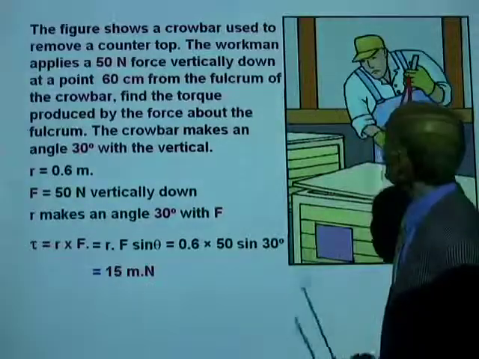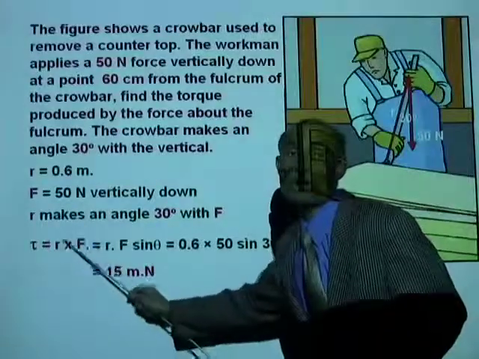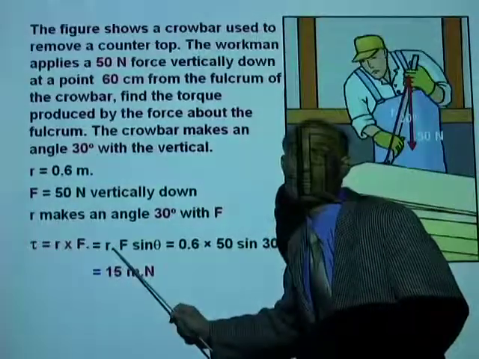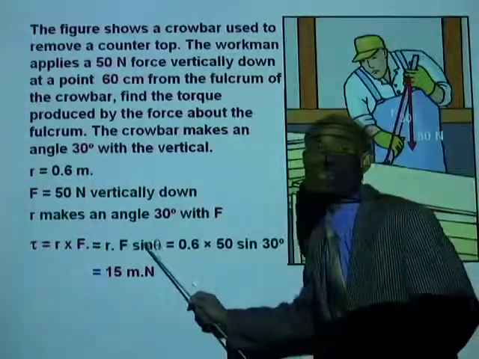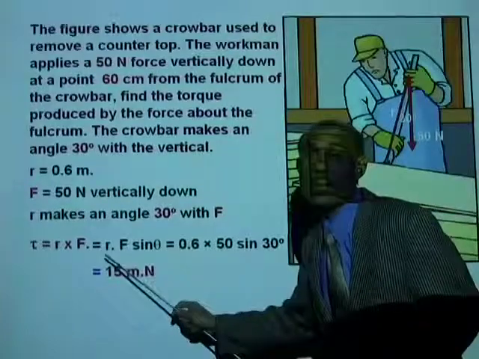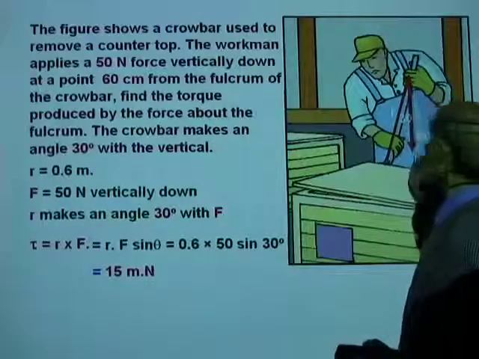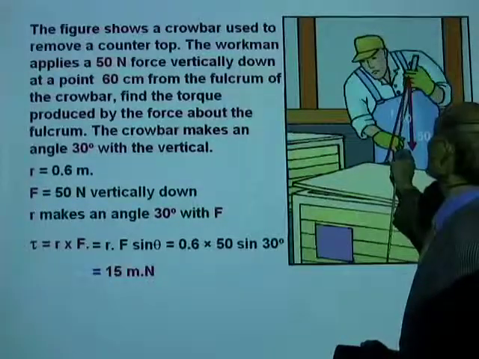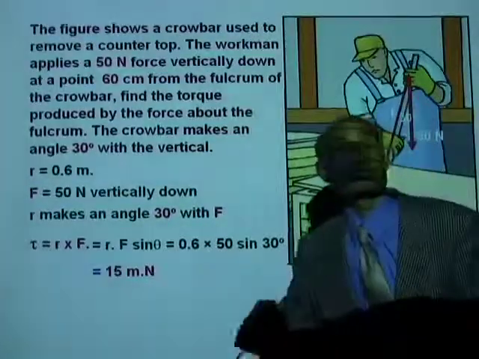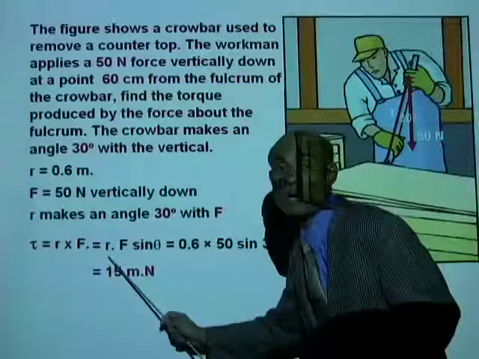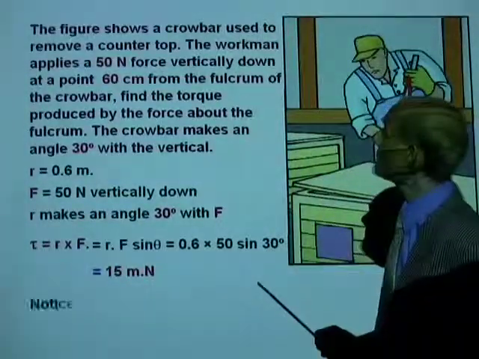That is a very important concept here, that the magnitude of the torque, the cross product, is R times F sine theta. Remember I told you it is F sine theta that is at right angles to R. So it is the component of this force at right angles to the R vector that actually produces the torque. So torque is R times F sine theta. That gives you 15 meter Newton.